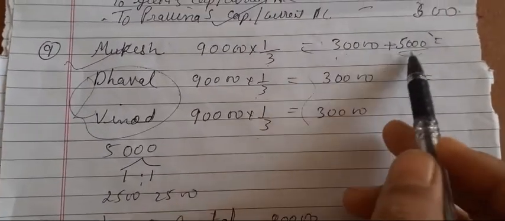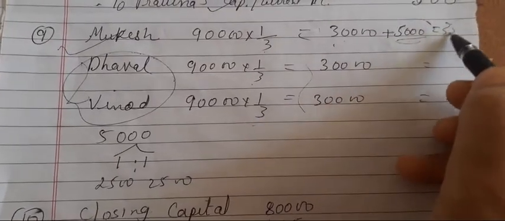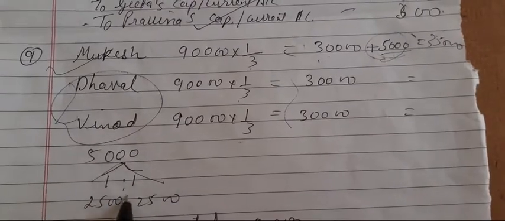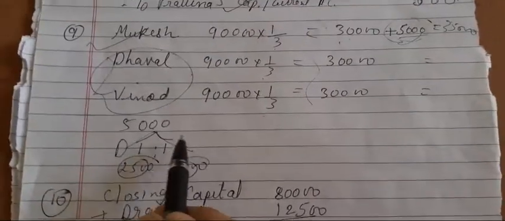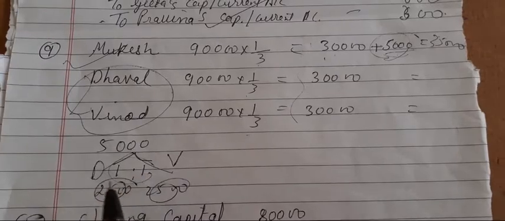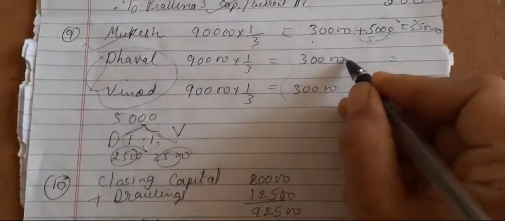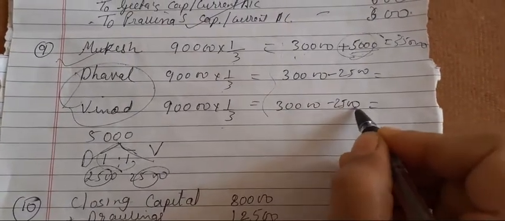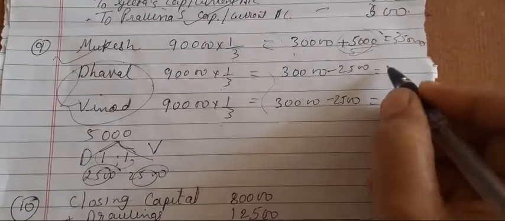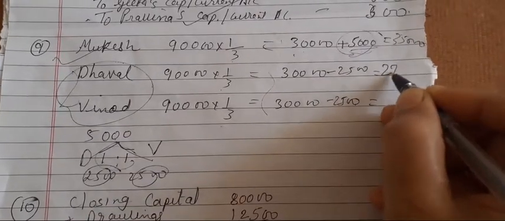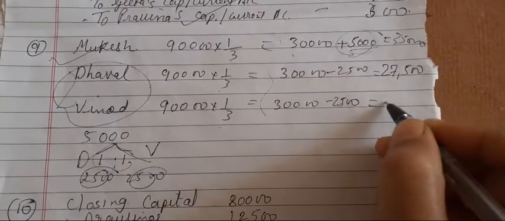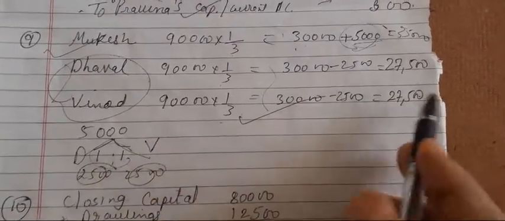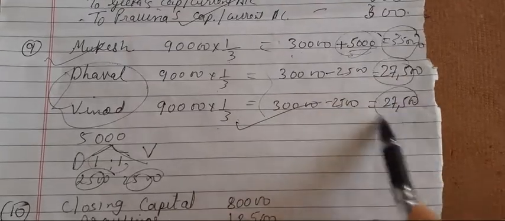Now when you do the total here, it will be 35,000, and the 5,000 difference will be distributed among these two partners, Dhaval and Vinod, equally, because they are equal sharers. So you are going to deduct 2,500 here, and here also you are going to deduct 2,500. Whatever the answer is, Dhaval is going to get 27,500, and Vinod is also going to get 27,500. So this is the sum. This is the profit received by them.